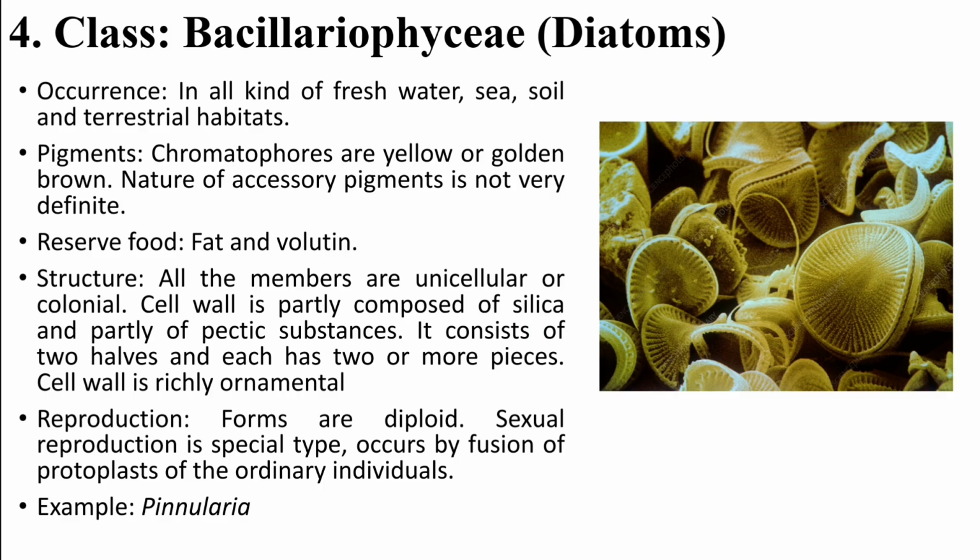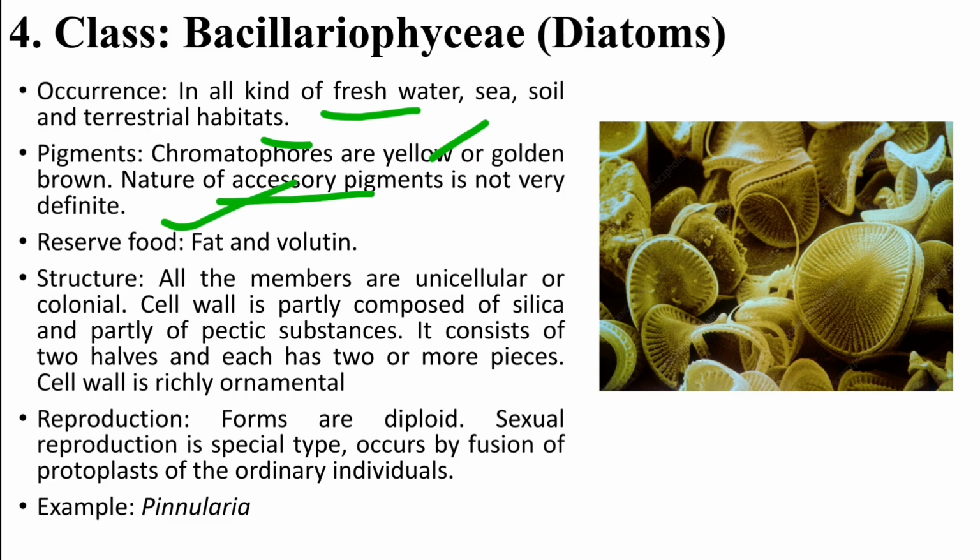Okay. Next, class 4, Bacillariophyceae or diatoms. They occur in all kinds of habitats: freshwater, marine, soil and terrestrial. Chromatophore pigments are present which are yellow to golden brown in color. Accessory pigments are not definitely described.